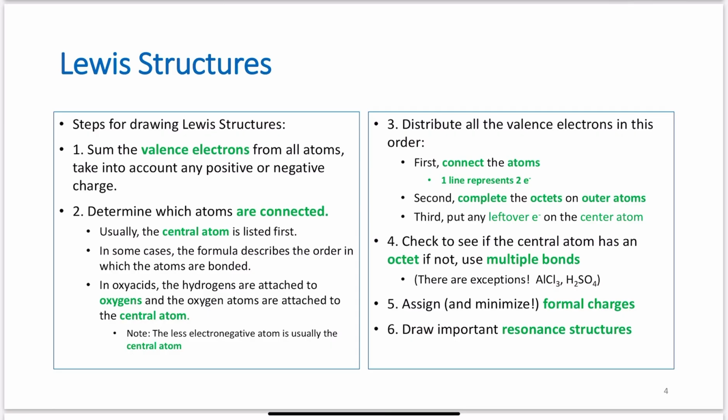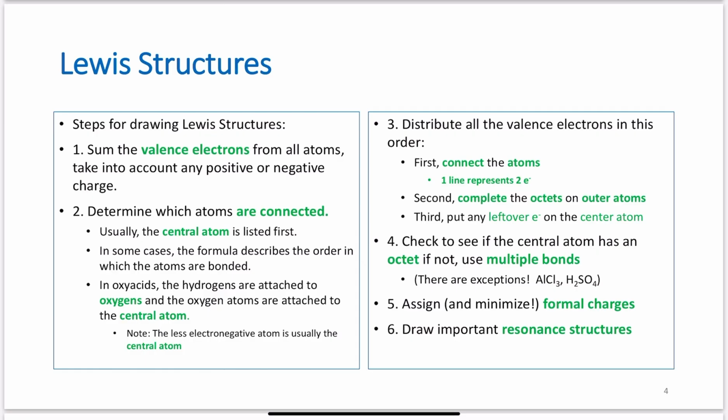So you can see the rules here. Steps for drawing Lewis structures. First thing we need to do is sum up all of our valence electrons from all of the atoms in the species or in the molecule we're looking at, and we need to take into account any positive or negative charge on those species. Positive charges mean I have one less electron than predicted. Negative charges mean I have one more electron than predicted.